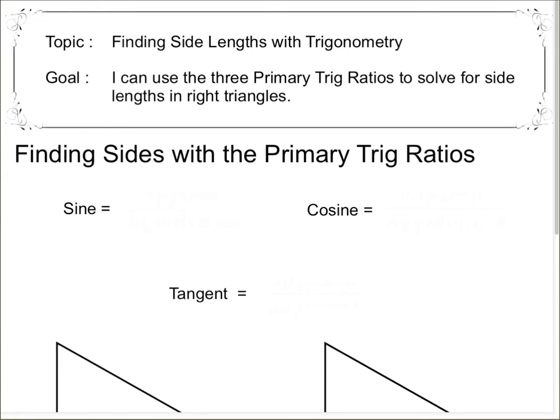This shouldn't be anything new. We did this last year, but we're going to cover it again just to make sure you understand what's going on. So take a look up here at our topic. It says finding side lengths with trigonometry, and our goal: I can use the three primary trig ratios to solve for side lengths in right triangles.